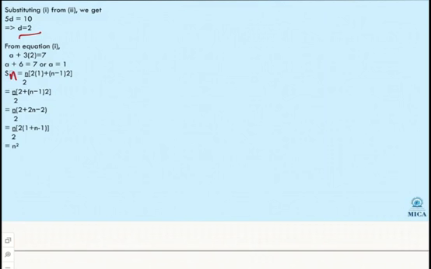Sn is equal to n by 2 into 2 into 1 plus n minus 1 into 2, which is n by 2 into 2 plus 2n minus 2, which is equal to n by 2 into 2n. Hence, we get n square after simplifying.